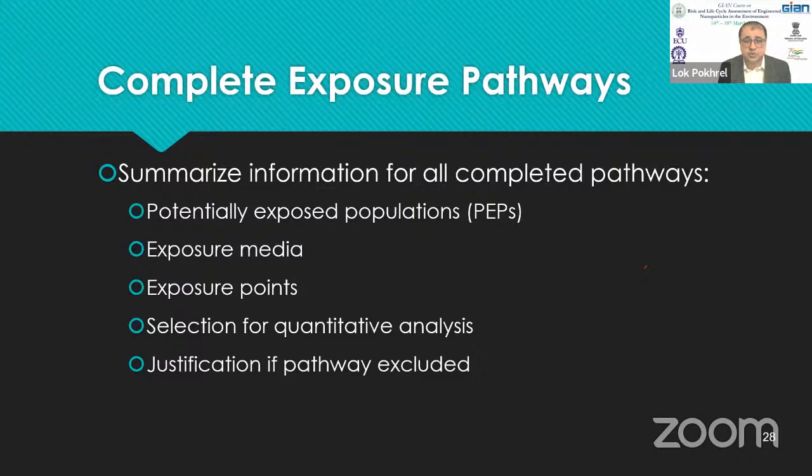Complete exposure pathways, summarize information for all completed pathways. So whatever number of pathways you have identified, one pathway would be ingestion, exposure through the GI tract. Next would be dermal, through skin. The other pathway, and perhaps the major pathway for a lot of contaminants, would be inhalation. So these are three major pathways.